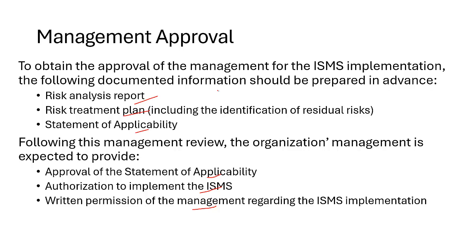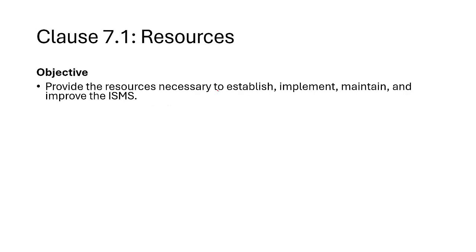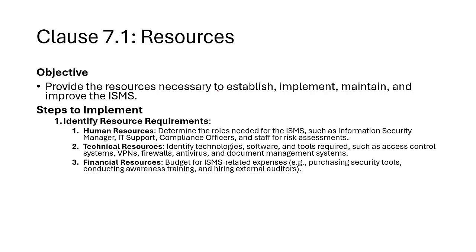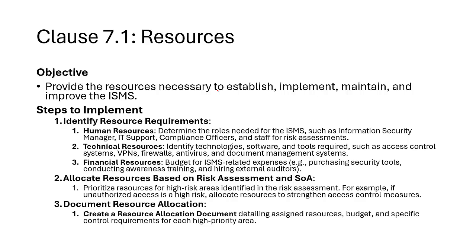Now we have to plan the resources. The organization has to determine and provide the resources needed for establishment, implementation, maintenance, and continual improvement of the information security management system. So that's what we need next. Here we need to identify how many people are required, how many processes are required, and how many technologies are required. So we first identify the resource requirement, like human resource, technical resource, and financial resource, because we have to purchase tools, or sometimes we need to involve an external consultant. And then we allocate resources based on risk assessment and SOA.